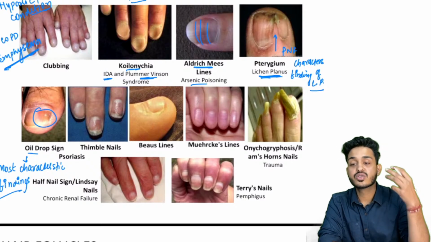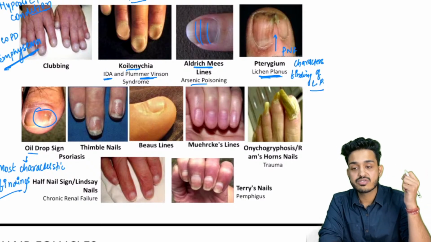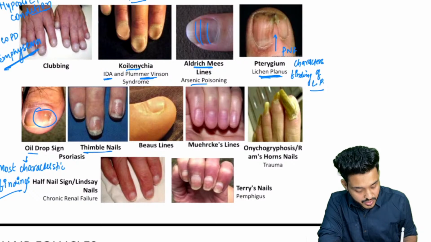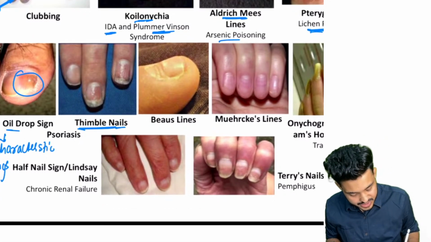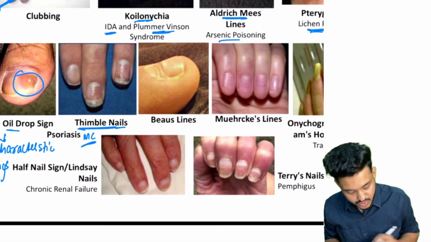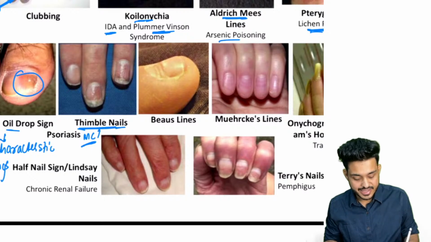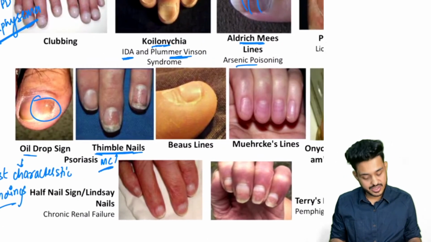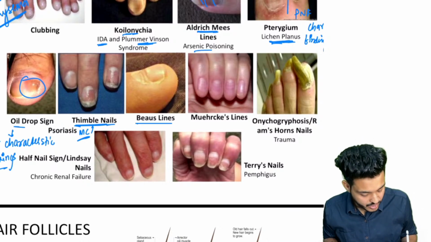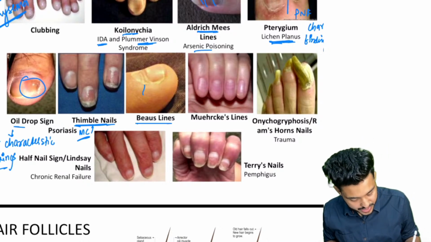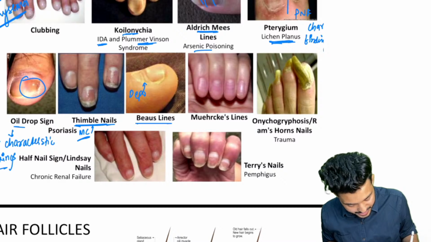If they ask you what is the most common finding of psoriasis, then the answer would be thimble nails. Thimble nails are basically pitted nails. So this is the most common finding. Most common finding would be thimble nails in psoriasis, and most characteristic finding would be oil drop sign. Okay, these are your Beau's lines. Beau's lines, look here guys. These are depressed.